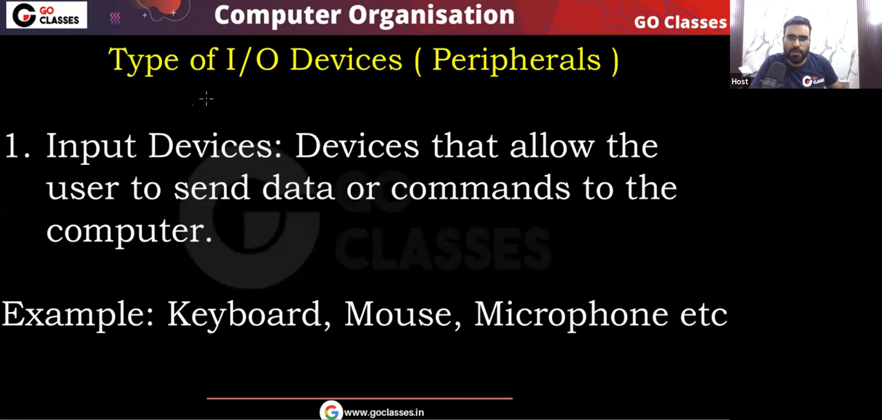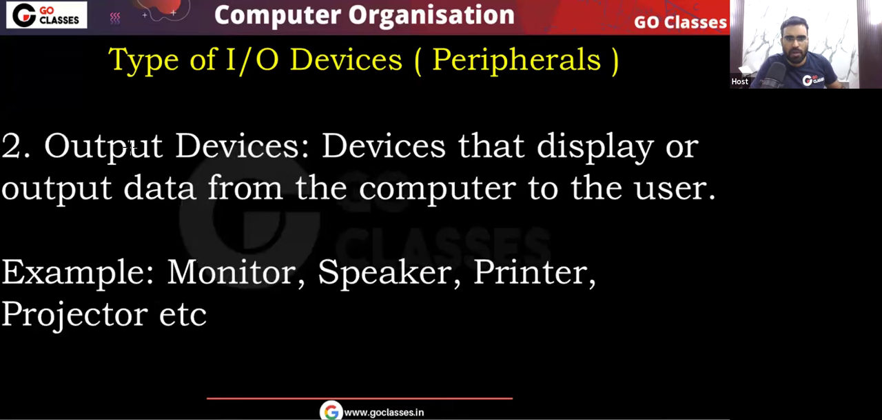One is input device. Input device means the user can give input to the computer. These are devices that allow the user to send data and commands to the computer, for example keyboard, mouse, microphone. For example, through this microphone right now, I am able to give input to the computer. So input devices mean the user is giving input to the computer. Now there are output devices. Output devices mean the computer is giving output to the user. These are devices that display or output data from the computer to the user, for example your speaker, printer, projector, monitor. So these are output devices.